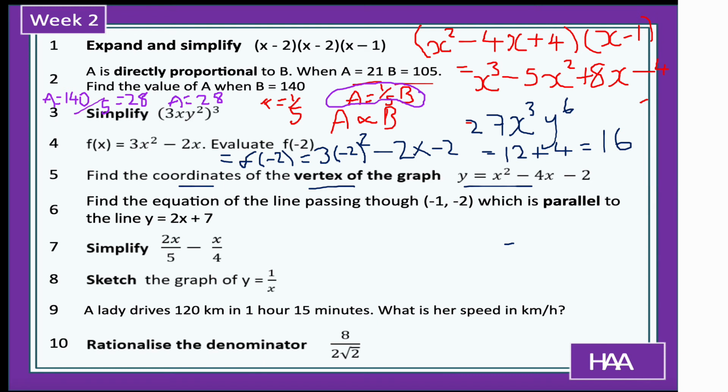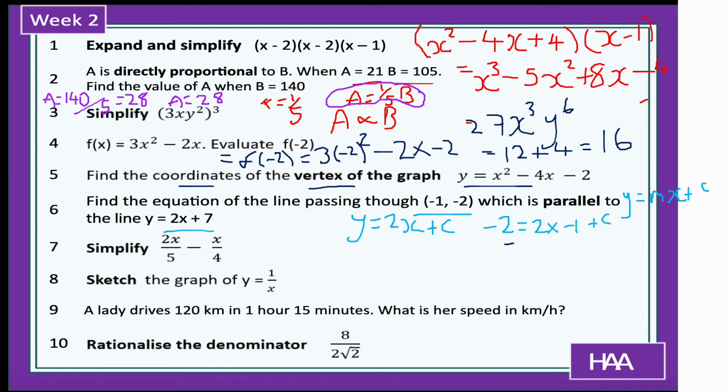Right, guys, this is question number 6. Find the equation of the line passing through (minus 1, minus 2), which is parallel to the line y equals 2x plus 7. So parallel means it has the same gradient, so it's going to be y is equal to 2x, because the gradient of this one is 2, so it's going to be 2x plus c, because it's in the form of y equals mx plus c, where m is my gradient and c is my y-intercept. So I'm now going to sub in the x and y coordinates to work out what c is. So subbing that in, I get minus 2 is equal to 2 lots of minus 1 plus c.